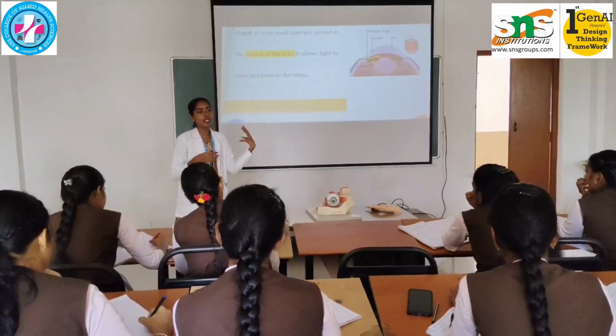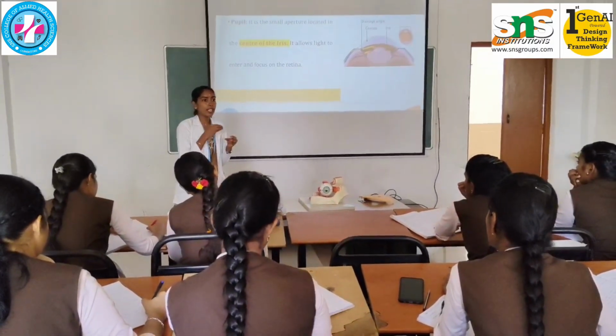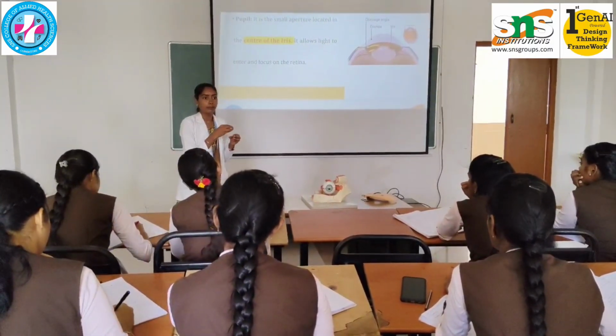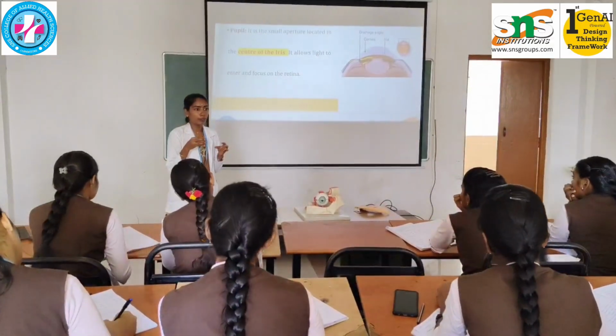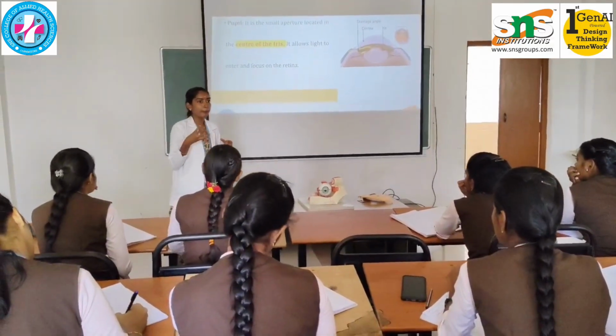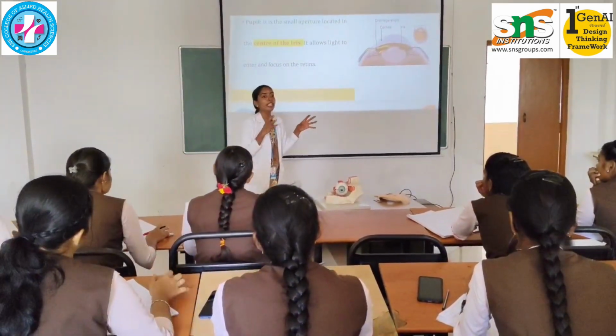Next we are moving into the cornea. The cornea is the transparent anterior or front part of the eye. This particular round transparent part is called the cornea. It covers the pupil and iris. The major function of the cornea is to refract the light, along with the lens.